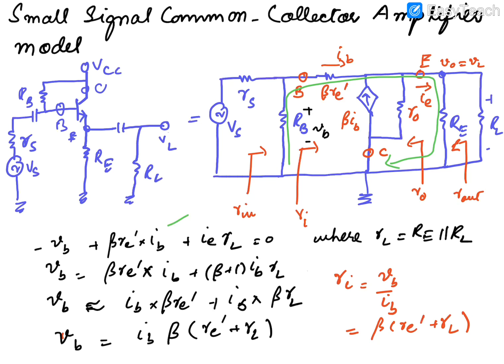IE into small RL is equal to 0. So by taking IB and beta common, VB is equal to IB times beta RE dash plus RL. We have taken the approximation that beta plus 1 is approximately equal to beta. So RL is basically the parallel combination of these two resistances. From VB we can find the value of input resistance RI, which is VB over IB, and it is equal to beta times RE dash plus RL.